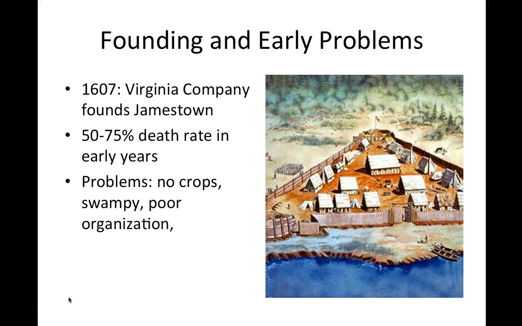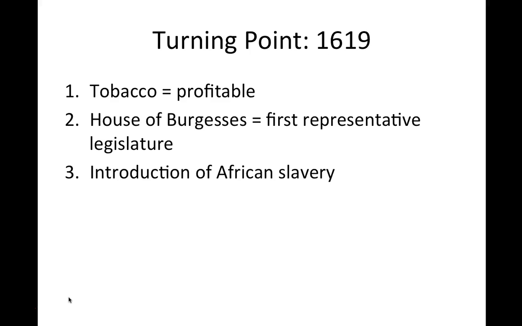And this continues for a few years, including the starving time of 1609, in which they turn to cannibalism because life has gotten so hard for them. And they really rely on the Native Americans for their food supply. But they do eventually figure it out.